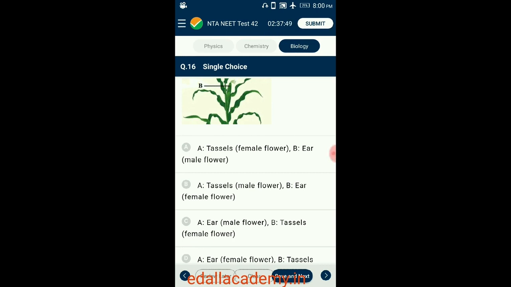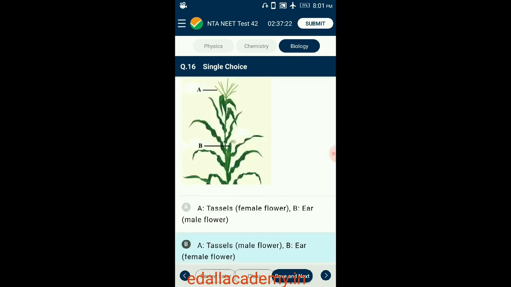The tassels are male flowers, with style and stigma which help in trapping pollen grains. The ear is the female flower. So the answer: A represents tassels, that is male flower, B represents ear, that is female flower. So the correct option is B.